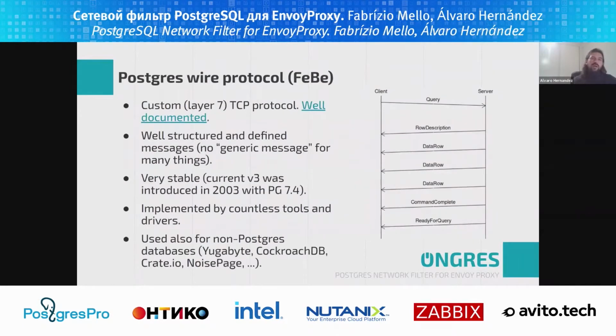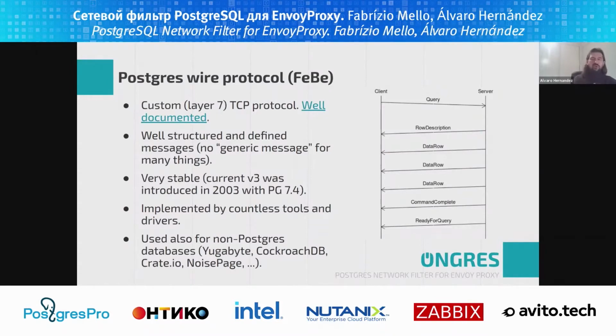So let's think about how the Postgres protocol works, what is called the frontend/backend protocol. This Postgres protocol is a layer 7 TCP protocol. This means that it's not operating at the TCP layer, it's the application layer. It's very well documented, which is an advantage. You can see here a drawing of a sequence of potential messages that flow from client to server to perform a query. This protocol is very well structured.